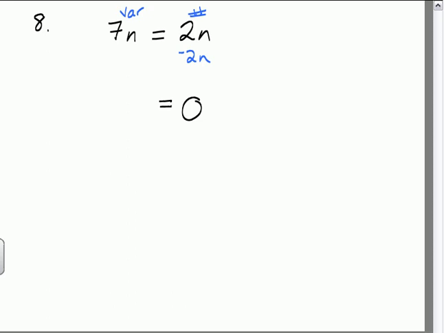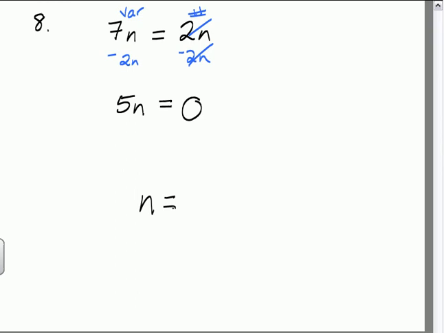Okay, so I don't want to forget, if I did that on the right, I've got to do it on the left. Well, it's not 25, but it is 2n. So these went away to just 0. 7n minus 2n is 5n. Okay, do not let that little 0 throw you off. If you couldn't see it, what would you do to get n all by itself?